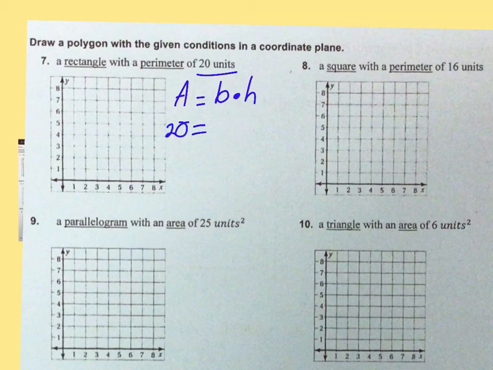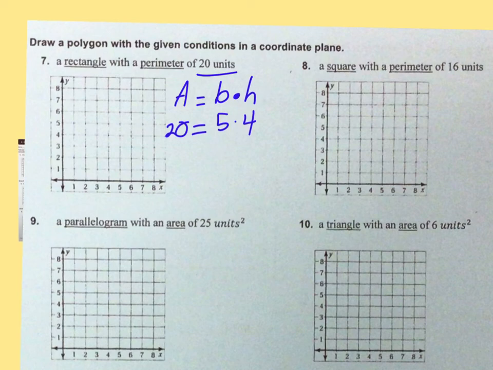Well, this is where multiplication comes in handy. I know that 5 times 4 works. Well, 2 times 10 also works, but look at our graph. We only go up to 8. So we can't use the 2 times 10. We could, but it would be up here, and we want it to stay within the area of our grid. So we're going to use 5 times 4.